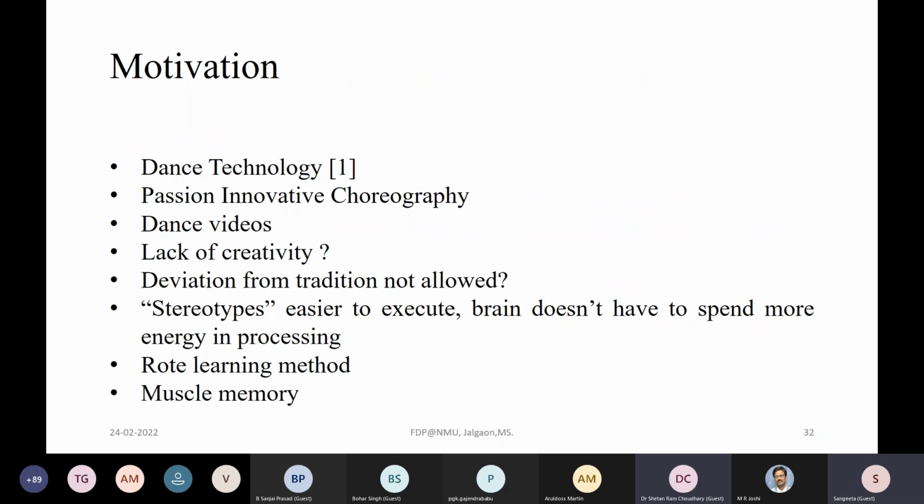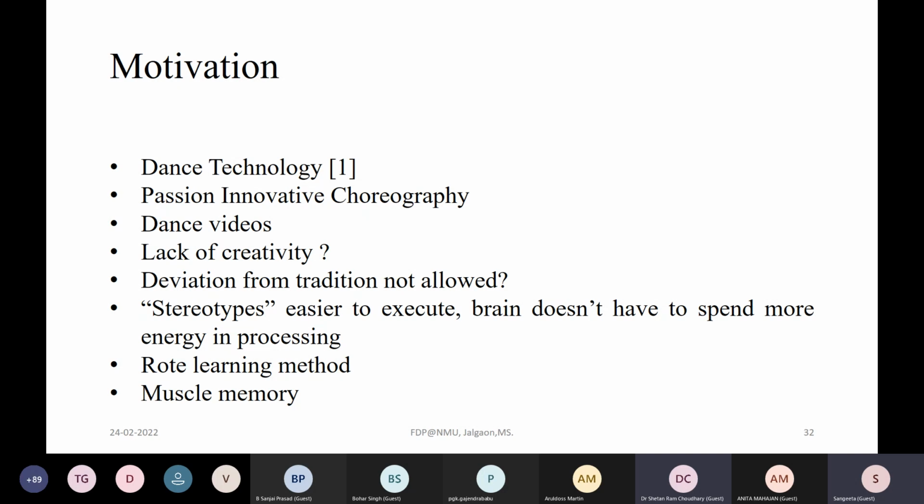Motivation came from a 1989 paper by Judith Gray, where she mentions dance technology. Dance and computer science are fused, and why not use something like this to make the work more innovative and use the power of computers. I have a passion for innovative choreography. While I was practicing Bharatanatyam in those days, I also wanted something different. I was going through various dance videos, and it was not that all the masters or gurus lacked creativity.